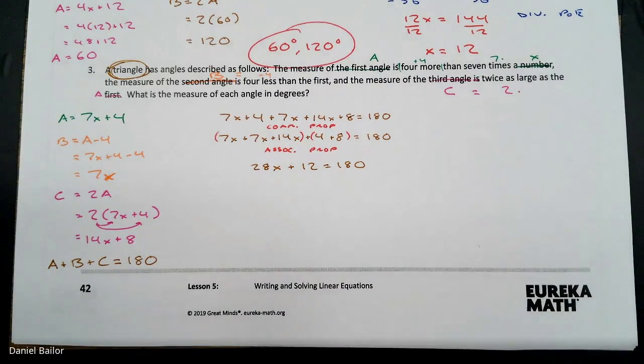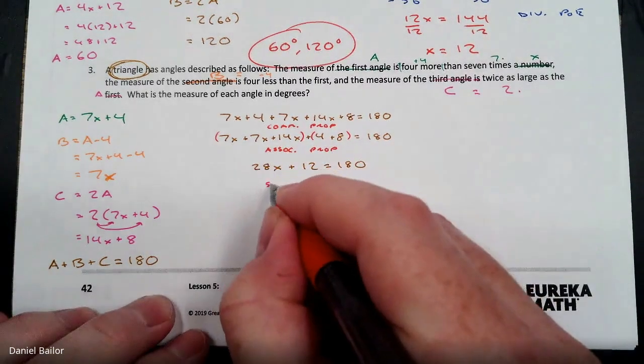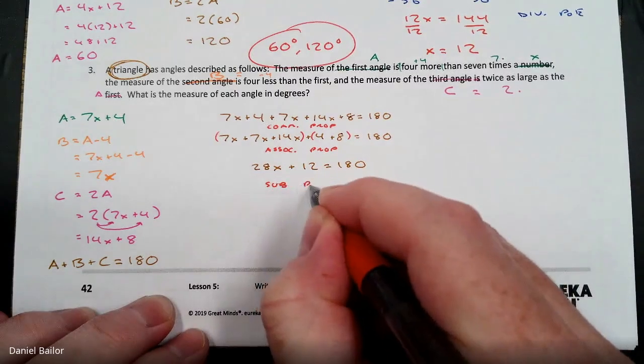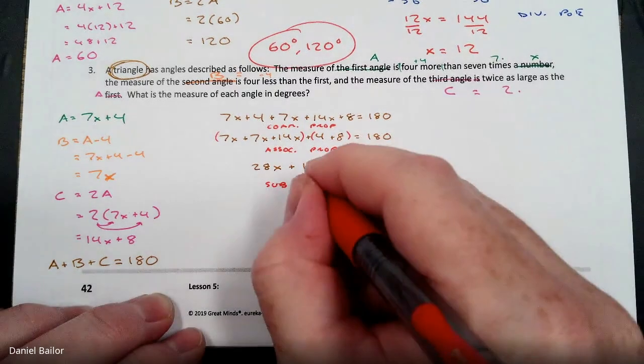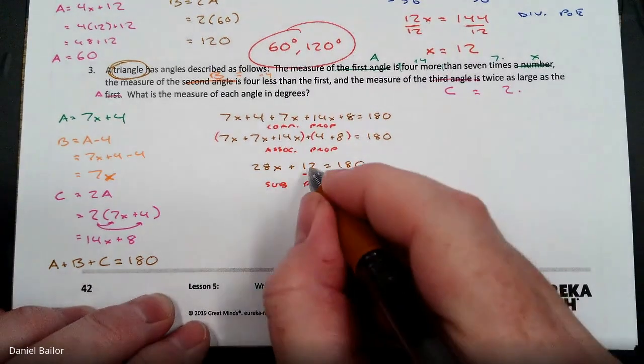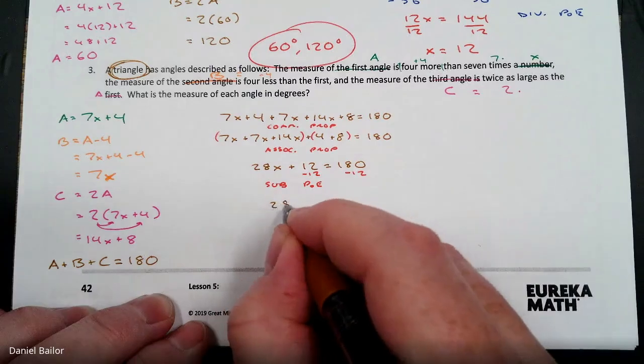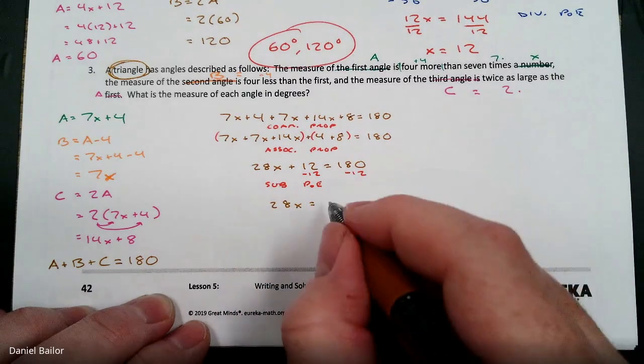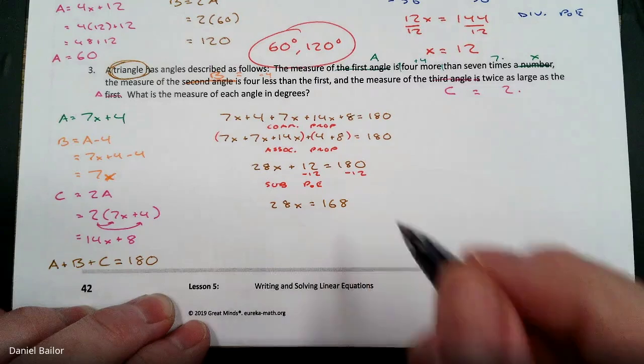Getting better, I'm going to use the subtraction property of equality, and I'm going to do minus 12 on both sides. 12 minus 12 is 0, so I'm left with 28x. 180 minus 12 is 168.